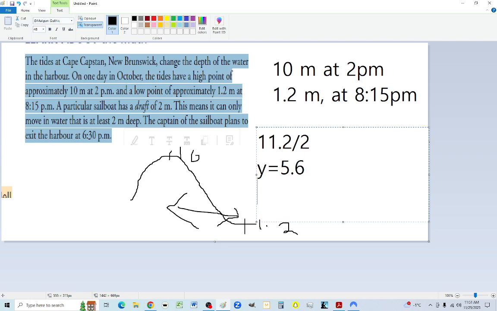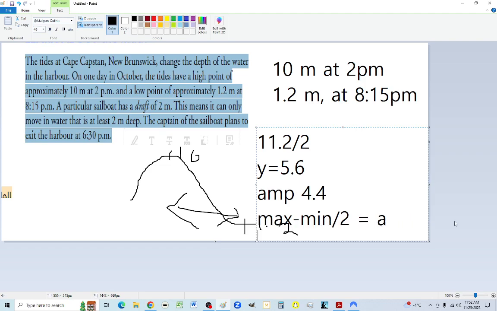We can now figure out the amplitude by taking the max and subtracting the axis. So the max is 10, and we subtract the axis of 5.6. And we get 4.4. So now we know the amplitude is 4.4. The other way to figure out amplitude is also using the max and min. You subtract them, 1.2, instead of adding them. You get 8.8, and you divide by 2. So max minus min divided by 2 gives you the amplitude.